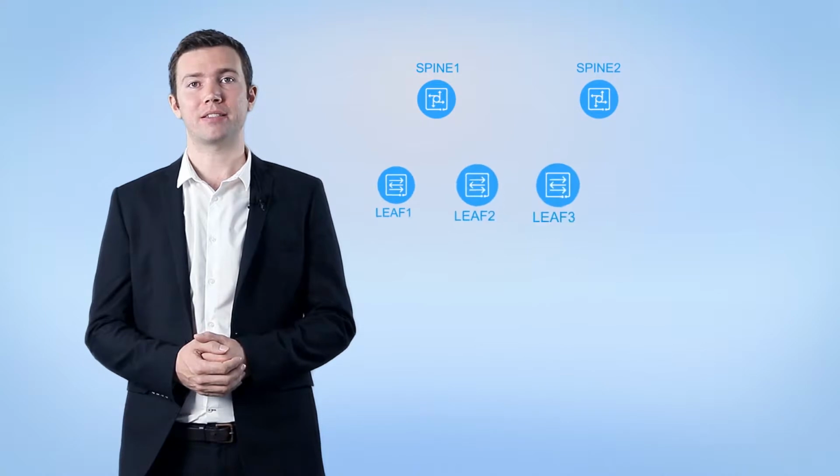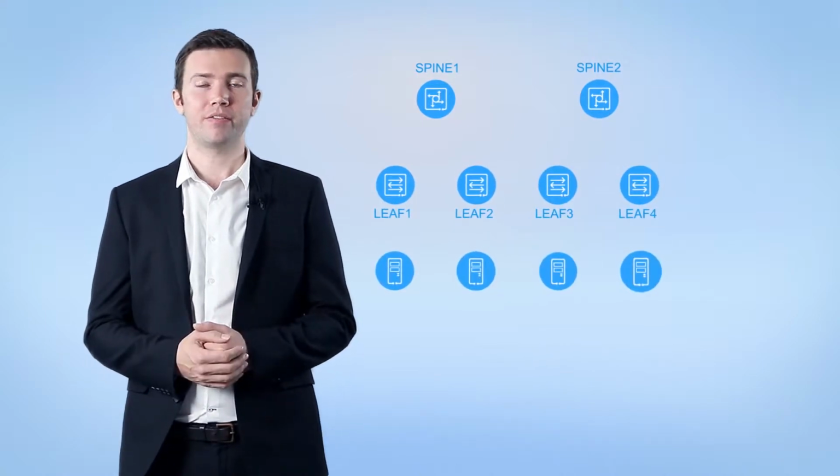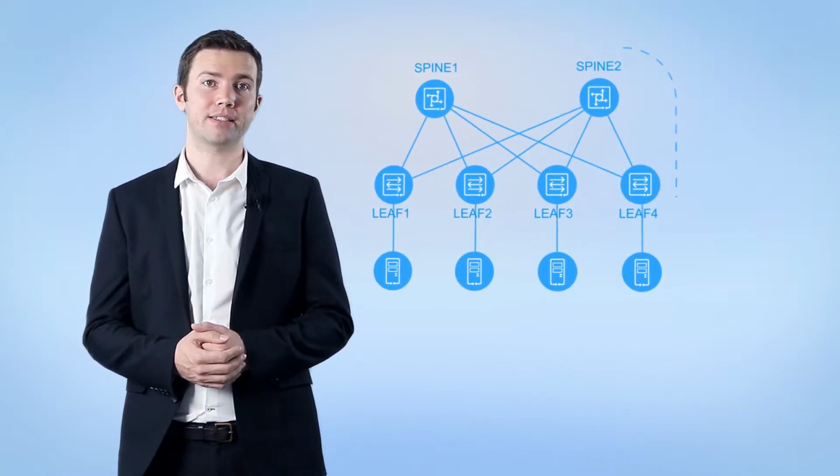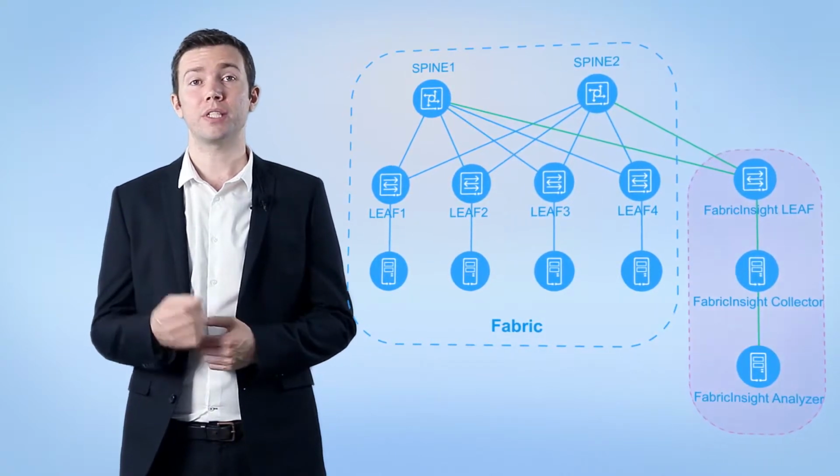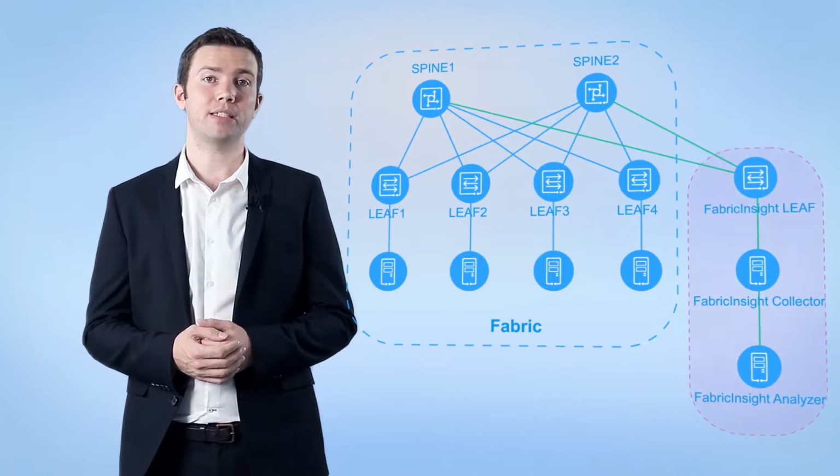Today, I'll be introducing the openness of FabricInsight. On data center networks, FabricInsight collects packets such as TCP SYN, FIN, and RST packets, and conducts analysis and calculation to show the association between the network and its applications.